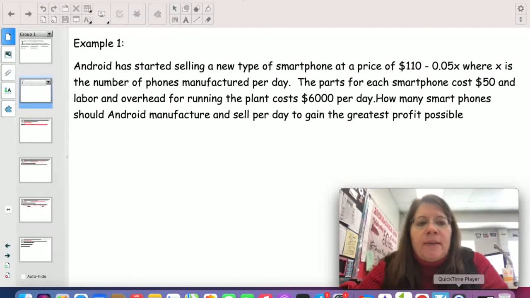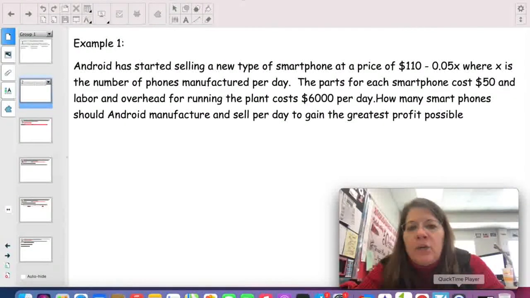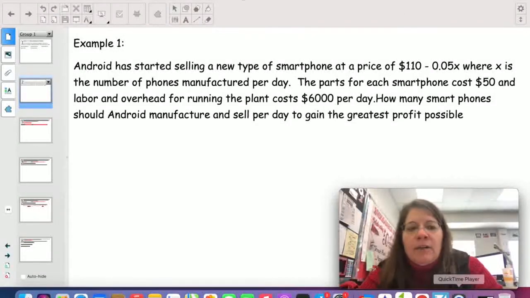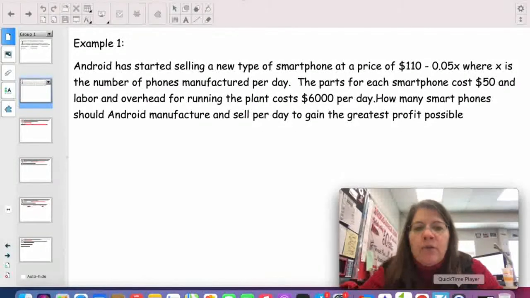For example 1, it says Android has started selling a new type of smartphone at a price of $110 minus 0.05x, where x is the number of phones manufactured per day. The parts for each smartphone cost $50, and labor and overhead for running the plant costs $6,000 per day. How many smartphones should Android manufacture and sell per day to gain the greatest profit possible? So we're looking for the greatest profit.